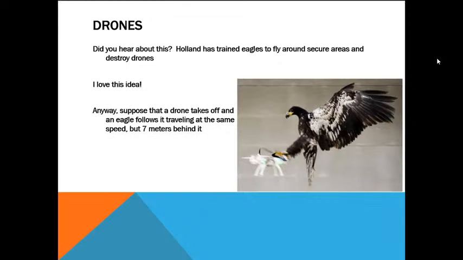Anyway, suppose that a drone takes off and an eagle follows it, traveling at the same speed but 7 meters behind it. Let's answer these questions. If the drone's traveled 10 meters, how far has the eagle traveled? So remember, the eagle is 7 meters behind it. So it's going to be 17 or it's going to be 3. Which one is going to be 7 meters behind the drone? Something that has gone 3 meters or something that's gone 17? Yeah, it's 3 meters because the eagle is behind the drone.